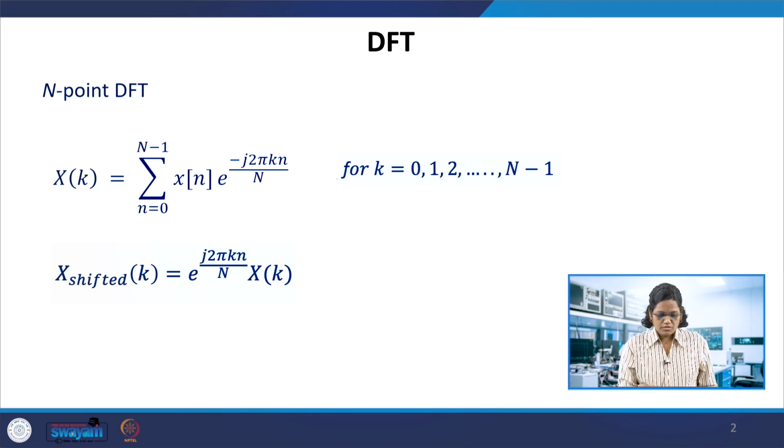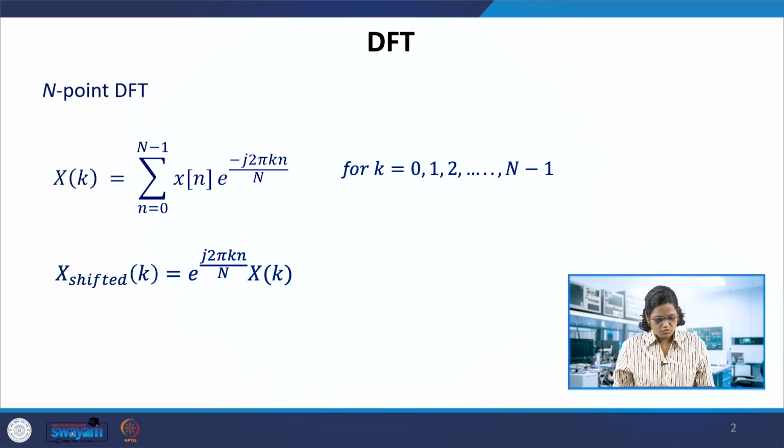In case of DFT, we had also looked into the shifted DFT. If we know the X of k of the signal, with k varying from 0 to N minus 1, the shifted DFT can be obtained as follows. If we have a time shifted signal, what would be the DFT of the time shifted signal? In the frequency domain, it is e power j 2 pi k n by N. The shifting property is applicable to the N-point DFT.